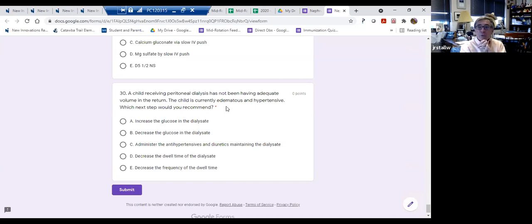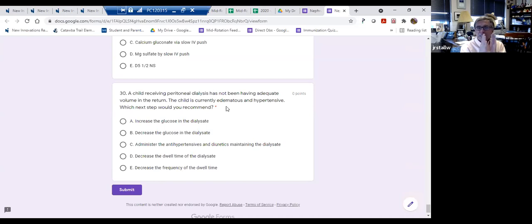You might increase the dwell time also to give it more time to pull the fluid, but that's not an answer. You don't want to decrease the frequency of the dwell time. You're trying to go in and out, trying to get rid of that volume. So D and E for the answer, if they said increase and increase, I'd have a little trouble. The diuretics, well, the kid's in renal failure, he's on dialysis, he's probably not peeing, so they're not going to help you. You don't want to decrease the glucose. So it goes exactly the opposite. So the answer is increase.